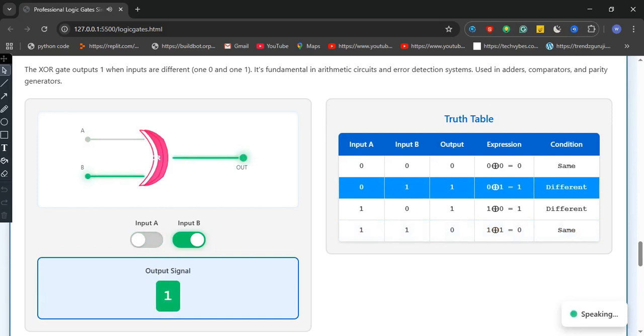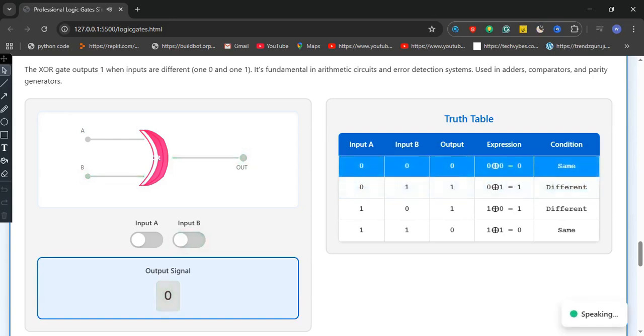XOR gate input A is set to low. Inputs are different, so XOR gate output is high. XOR gate input B set to low. Inputs are the same, so XOR gate output is low.